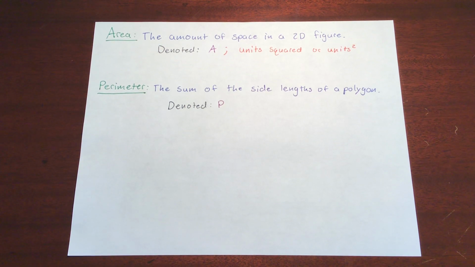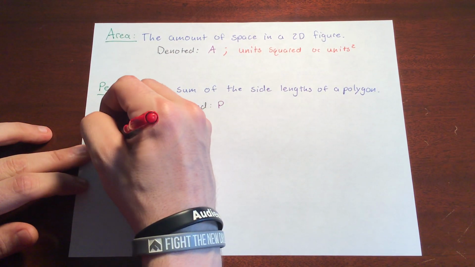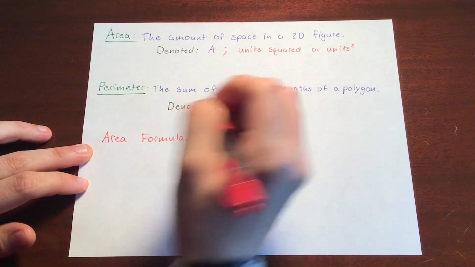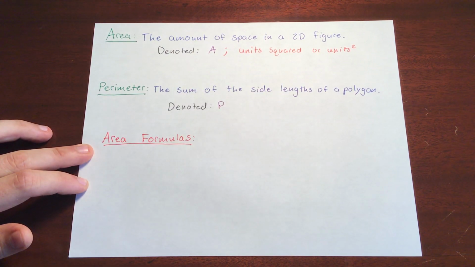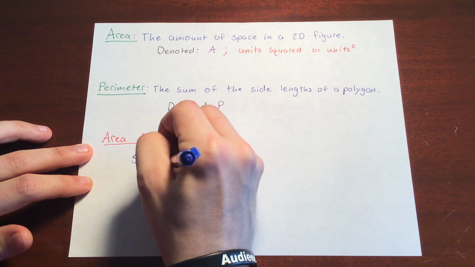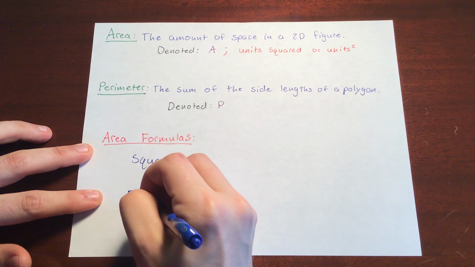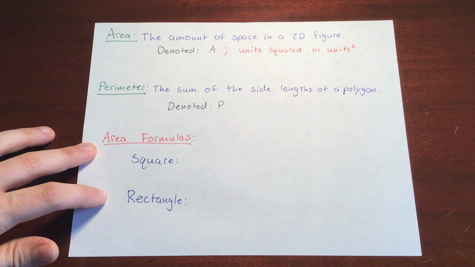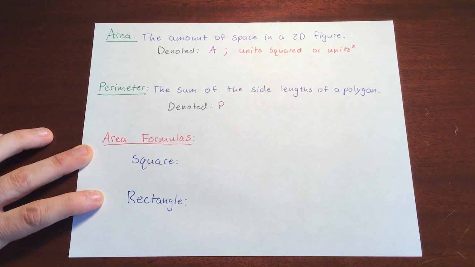We're going to use perimeter, but for now, we're just going to talk about area. And to do so, we're going to learn some formulas for area. Today, we're only going to learn two formulas that are closely related. First one being the area formula for a square and for a rectangle. Now, if we remember, a square is a rectangle, but a rectangle is not a square.